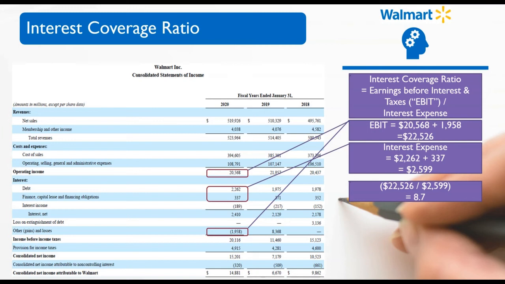So what does this mean and how does it compare? Well, this tells us that Walmart is able to cover its interest expense around 8.7 times based on its earnings. When we compare Walmart to Amazon, we can see that Amazon can cover the interest on its debt obligations more times than Walmart. In other words, Amazon is more easily able to cover its interest expense as compared to Walmart.